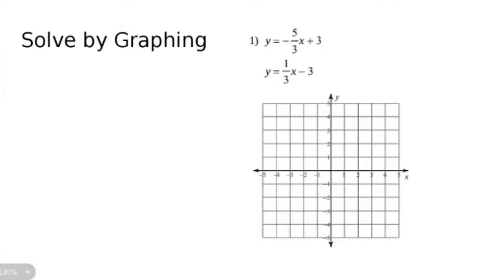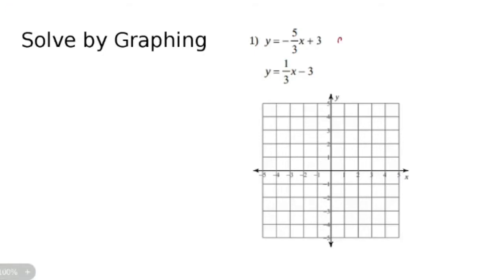Problem 1. Solve by graphing. When you solve a system of equations by graphing, what you do is you graph each line, find out where those lines intersect, and that point where those 2 lines cross is going to be your answer.